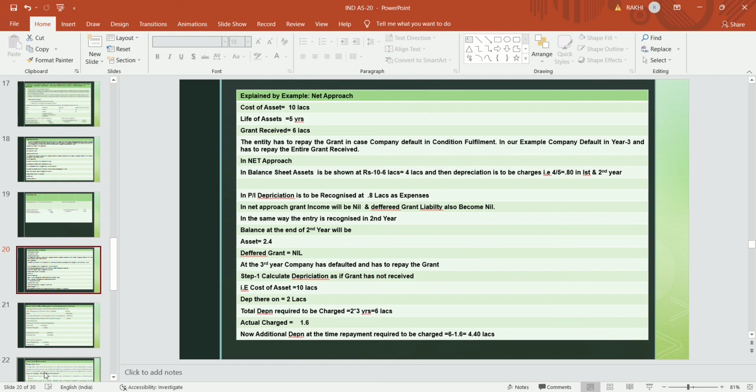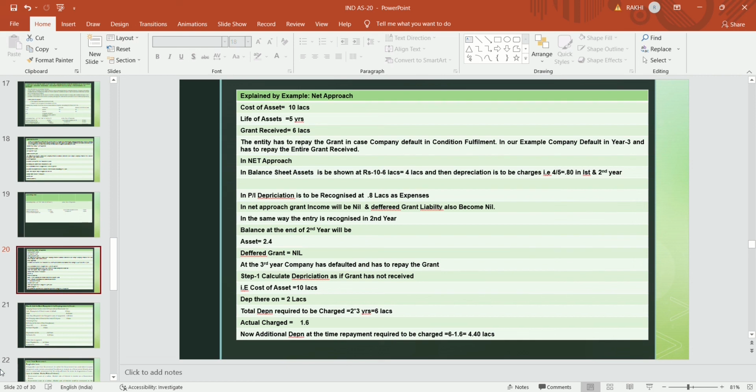So 6 lakhs will be the total depreciation required to be charged for the period of 3 years. 3 years of depreciation is required to be charged on the cost of the asset as if no grant was received, that is 6 lakhs. Actually, depreciation already charged when the grant was received is 1.6. Now the additional depreciation required to be charged, that is 6 lakhs minus 1.6, that is 4.40, is to be recognized in the third year.